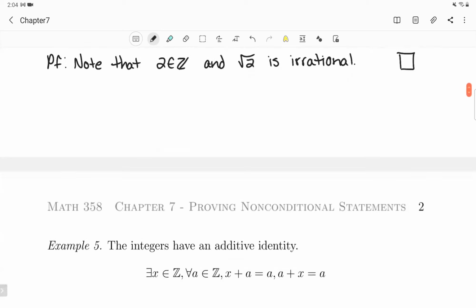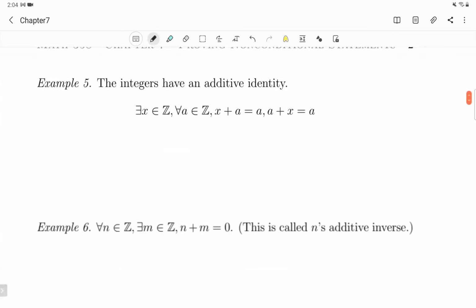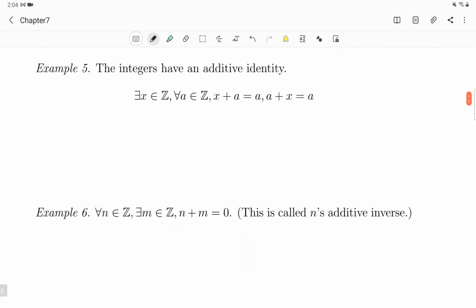Okay, so let's look at another. The integers have an additive identity. So then I wrote out in symbols what that means. It means there is some integer x such that for any other integer a, when I add them together, I always get that other integer. It never changes anything when adding. It lets it keep its identity when I add. So do you guys think you know what x would be? 0.